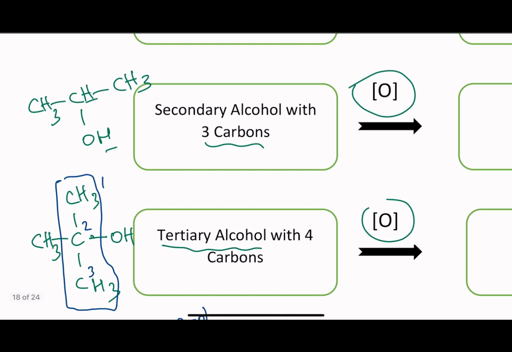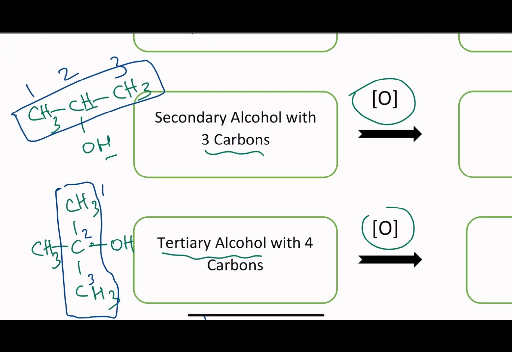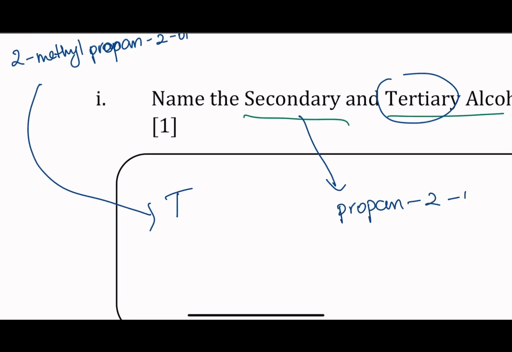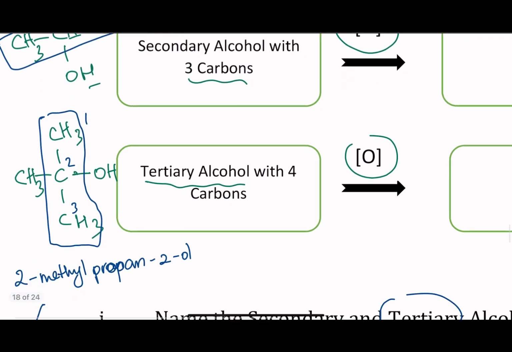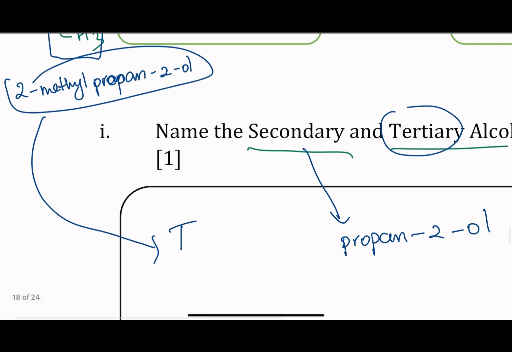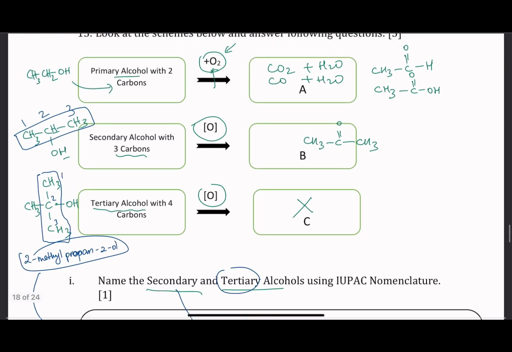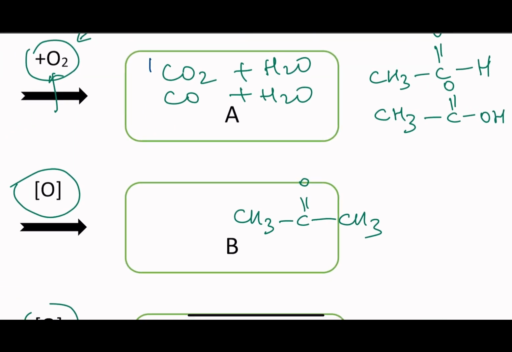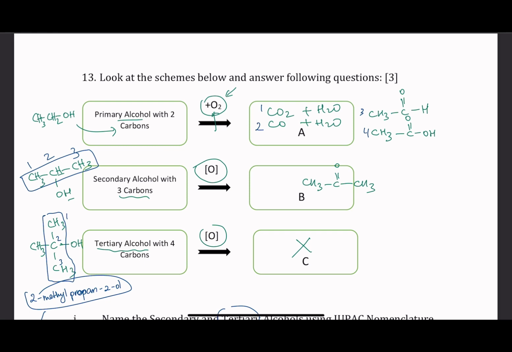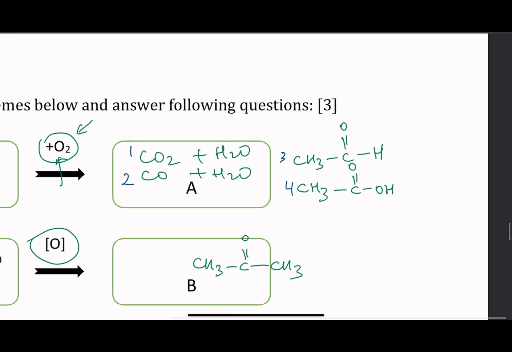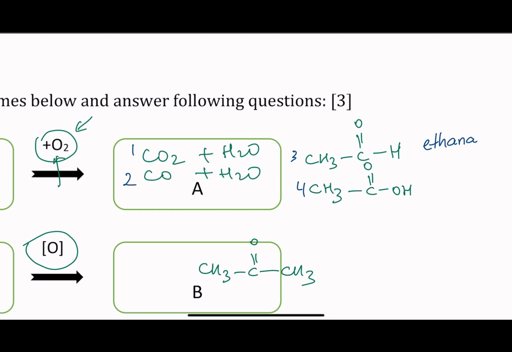So this is the longest chain we have, and I'm going to number 1, 2, 3. It doesn't matter whether you go from left to right or right to left. So this would be propan-2-ol, because on the second carbon you have the OH. Okay, so now write the complete chemical equations for the formation of products A and C. So you see we have 1, 2, 3, and 4 versions of the products because it wasn't specified. Either way, we will give you full points if you write one of them, and if you write their names.